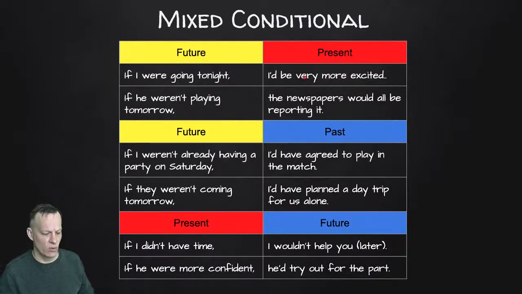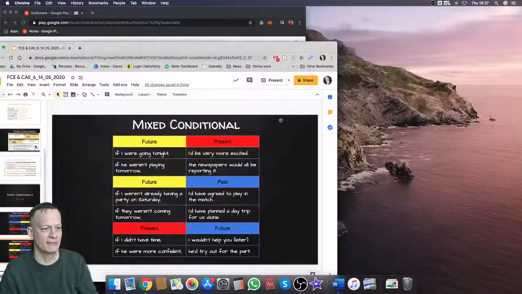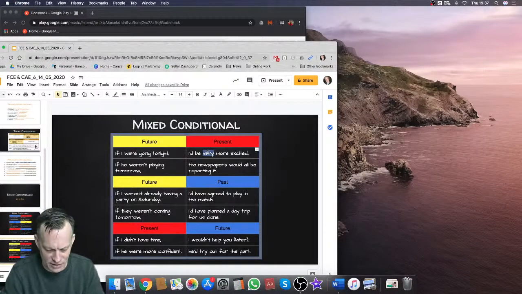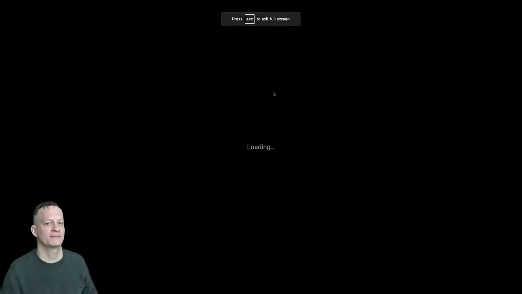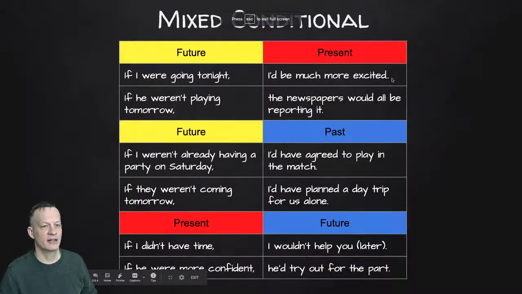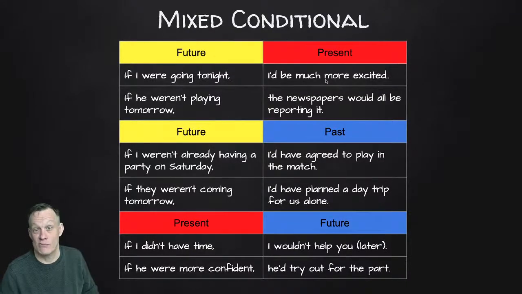I'd be very more excited. That's horrible English. Oh my gosh. Okay, don't copy that one down. I'd be much more excited. Who wrote that? I'd be much more excited than you. Oh, and it's got two periods. I'd be much more excited. I'm not excited because I'm not you, and I'm not going. But if I were going tonight, yeah, again, this is the continuous. You see that? I am going to a concert tonight. I am very excited.